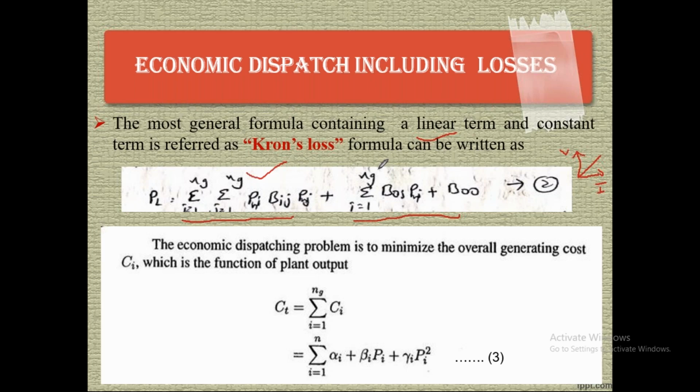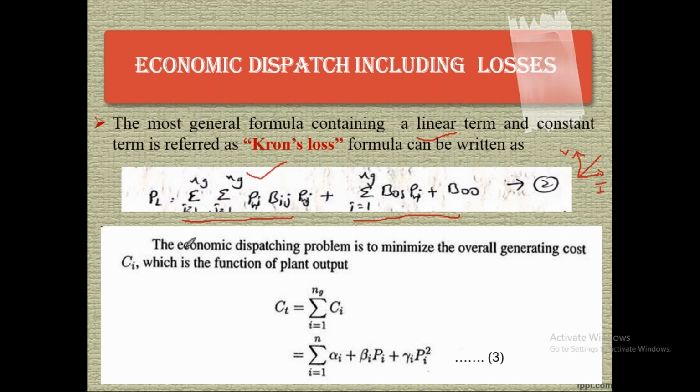Now, this is the last formula. Why? Because we are concentrating on losses only. So we found two last formulas. One is in the form of a quadratic equation, and the second one is in the form of a cross loss, and it consists of two terms: one is a linear term and the other is a constant term.